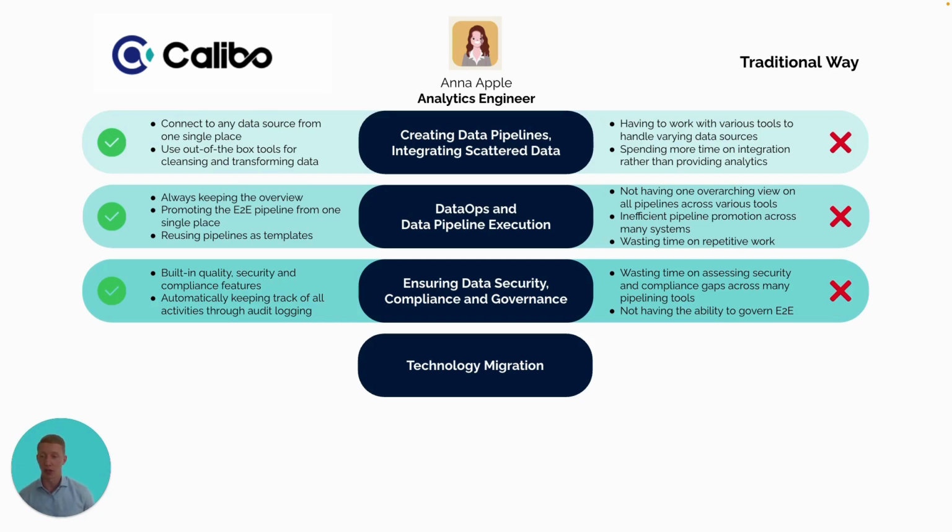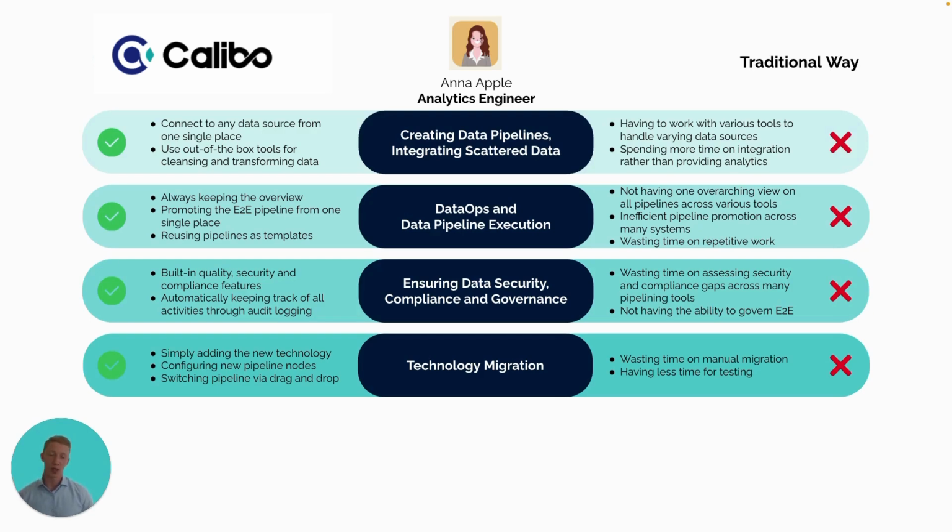With Calibo, on the other side, you would have built-in quality, security, and compliance features that you could leverage, speaking of the analyzer, issue resolver, and so on. And you would automatically keep track of all your activities through the audit logging, which always keeps a track record of what changes have been made to the data pipeline, allowing you to easily assess if there are any security-relevant gaps.